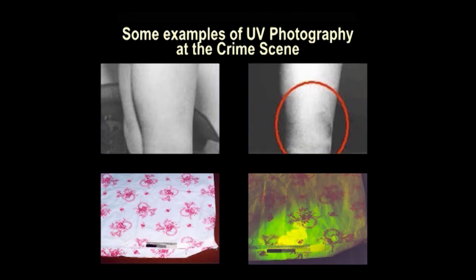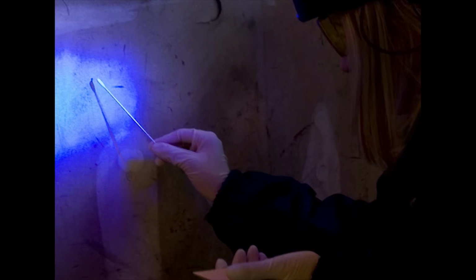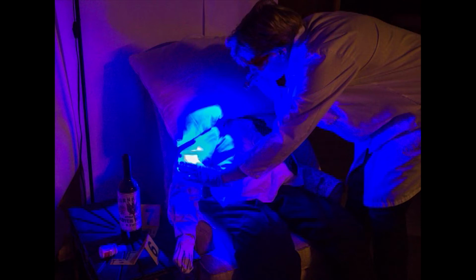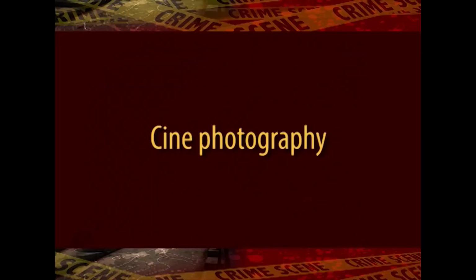Ultraviolet photography. Like infrared photography, ultraviolet photography is also useful for crime scene photography. Dear students, as we know, some physical evidence will absorb or emit ultraviolet light. For example, biological fluids, that is blood, semen, perspiration, etc., and fingerprints.